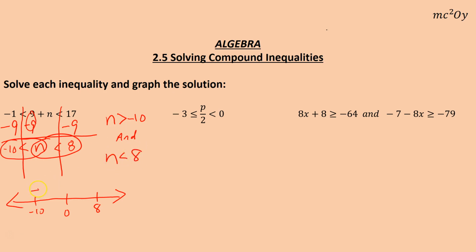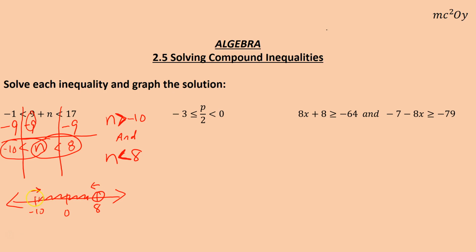So opening up towards -10, meaning my arrow points to the right, so I shade to the right. So I'm just going to put a little arrow right above the -10 saying I'm going to shade to the right. Opening up on the 8, it's opening up towards n, so towards the left, so I'm going to shade to the left. Notice the arrows are pointing at each other, so I shade in between.